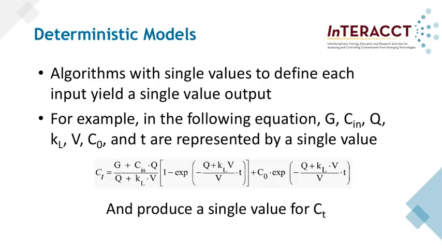Deterministic models provide point estimates of exposure. The inputs to the model equations, such as the well-mixed room model with constant mass emission rate, shown here, are represented by single values and produce a point estimate of the concentration at a specific time, or C at T.